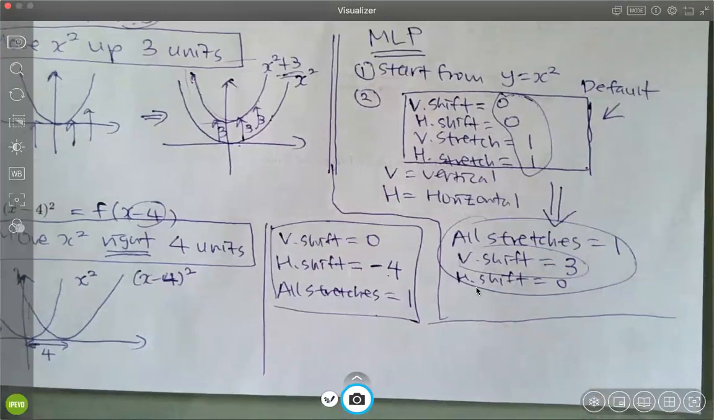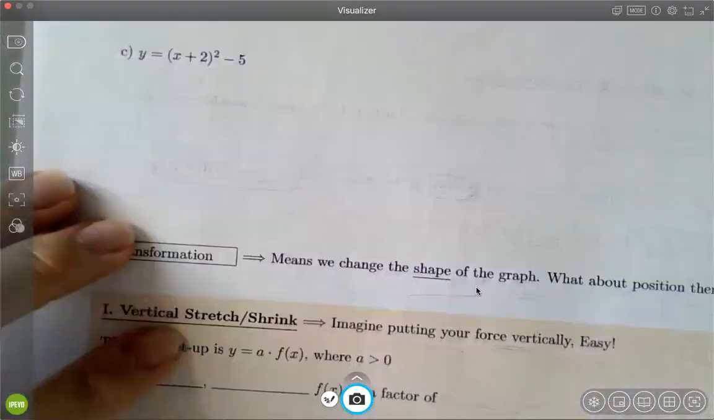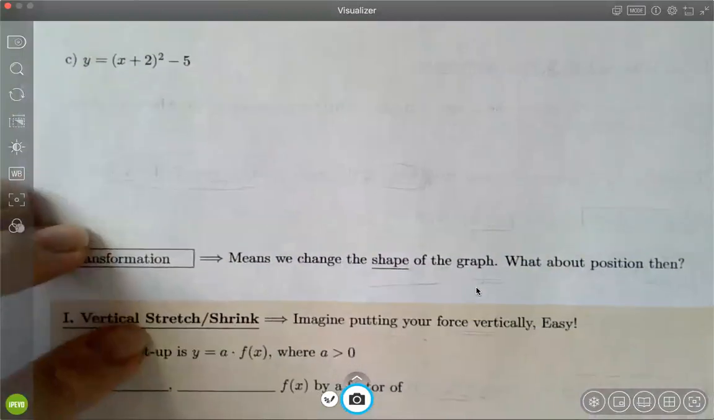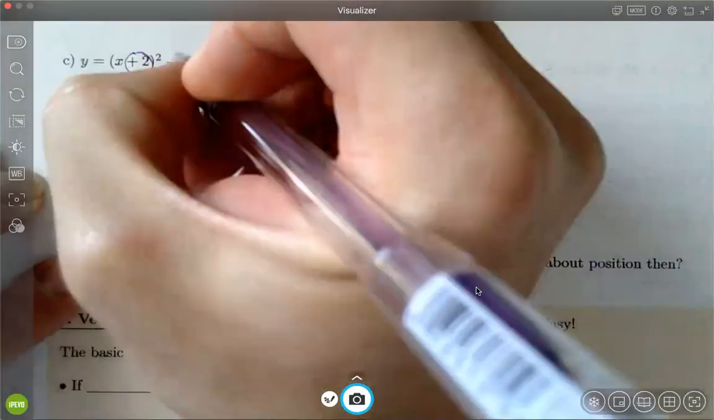And now, can I go to the next page? Yeah, okay. So now, part C, (x plus 2) quantity squared minus 5. Again, no FOIL on (x plus 2) squared. Now here, how many changes are applied to the parent function x squared? 2. Do you see them? The plus 2 and the minus 5, right?